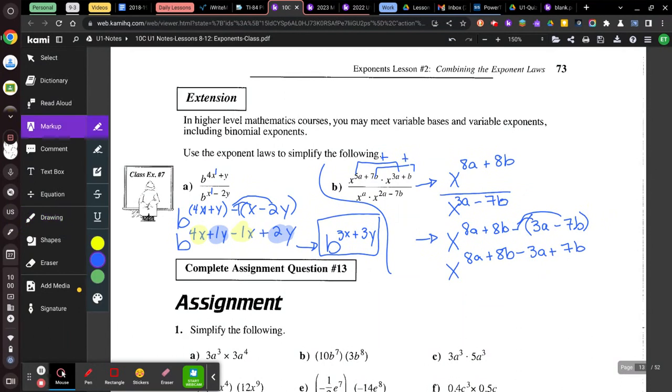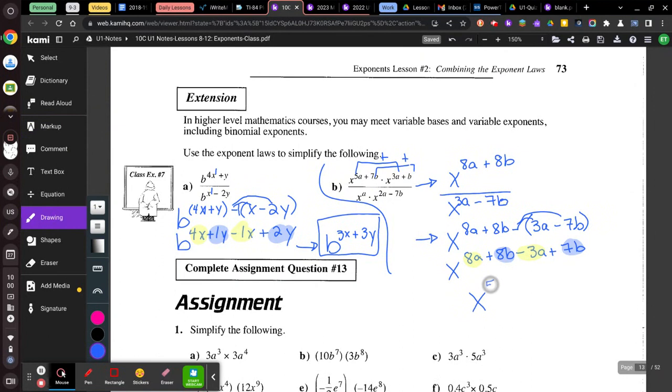Now I add up my like terms. So I'm going to add my b's together, and I'm going to add my a's together. And that's going to give me my final answer. So I'm going to end up with X to the 5A plus 15B's. And that'll be my final answer.